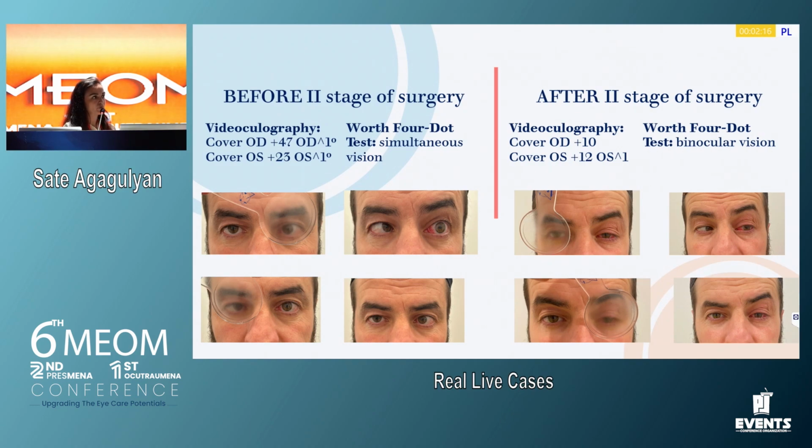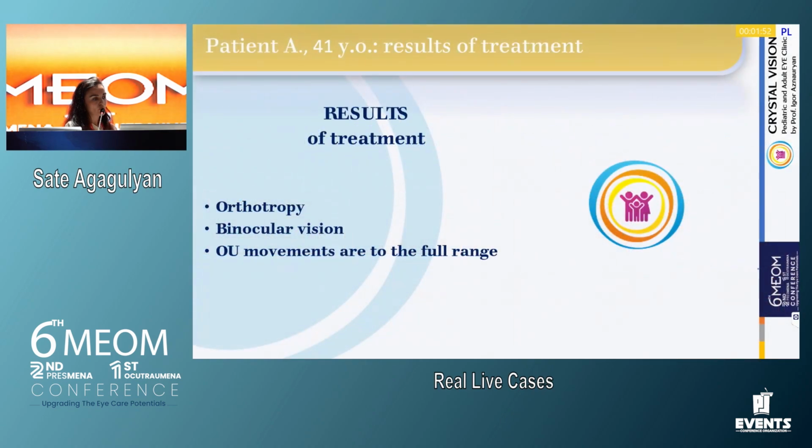As the patient had binocular vision and 100% visual acuity before the car crash, in the picture you can see that he now has orthophoria. In the video oculography, he has a deviation with cover OD of 10 degrees, and when we cover the left eye, 12 degrees, and binocular vision. So the result of treatment of this patient was orthotropia, binocular vision, and we restored his movements to the full range.